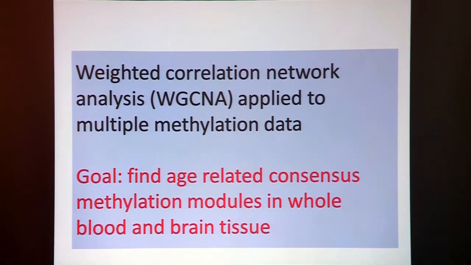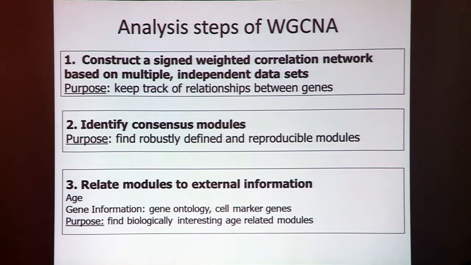Now, in principle, this is a very daunting hypothesis, that you actually do find modules that are present in both tissues. Why is that? Because brain tissue is so different from blood tissue. But in any event, it turns out that age has a huge effect on methylation levels, and therefore this is a productive enterprise. So the analysis steps of this consensus module analysis proceeded as follows.